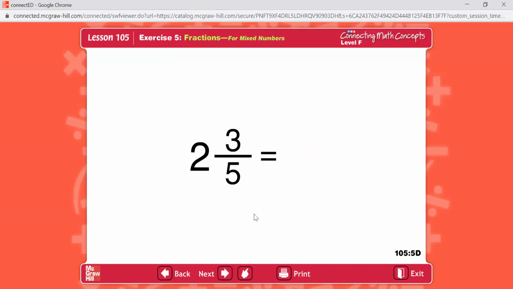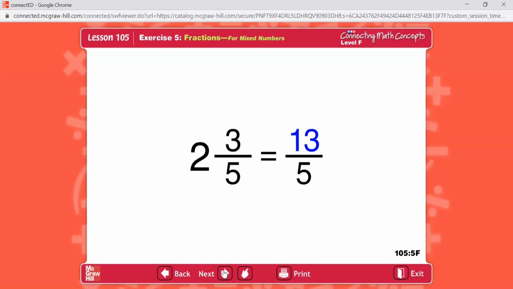2 3/5. Remember, the denominator stays the same. 5 times 2, 10. 10 plus 3, 13. So 2 3/5 equals 13/5. Find part 3 in your textbook. Pause the video now to work these problems. A, B, C, D, and E.